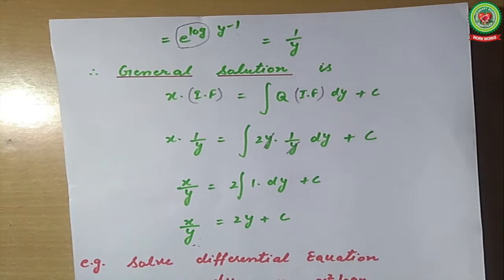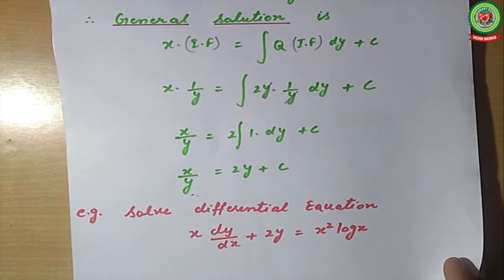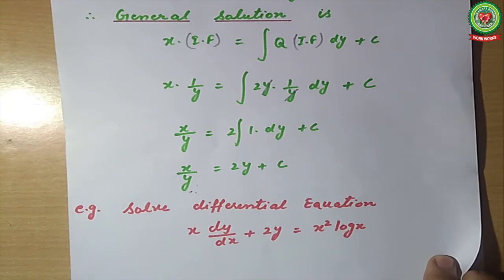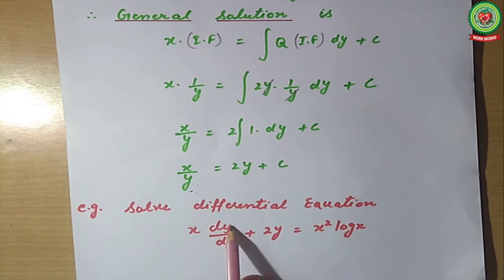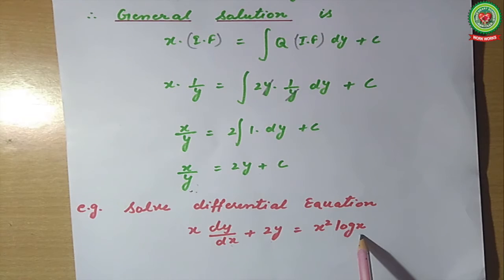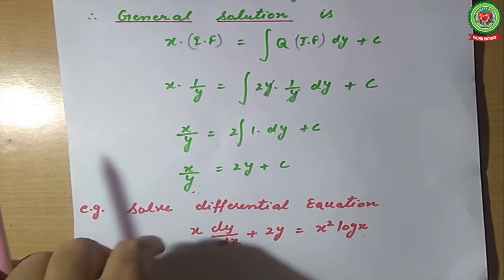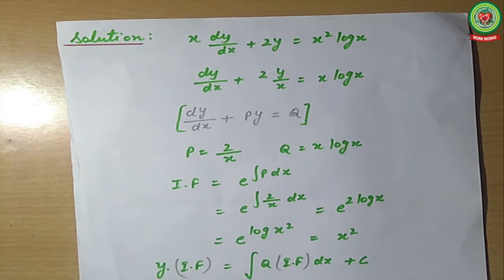Now I am taking one more example to discuss another type of linear differential equation. Solve the differential equation x dy upon dx plus 2y is equal to x square log x. Now dy upon dx is already there. It's understood from this statement what type of linear differential equation we will have.